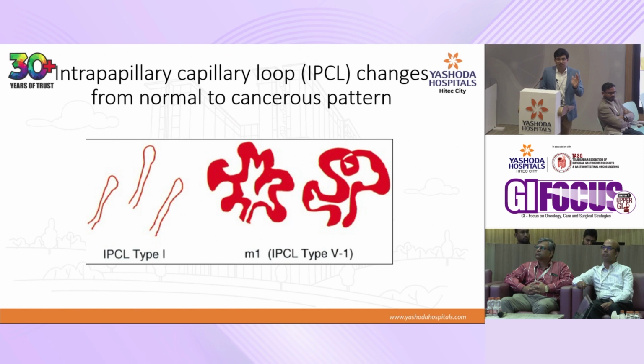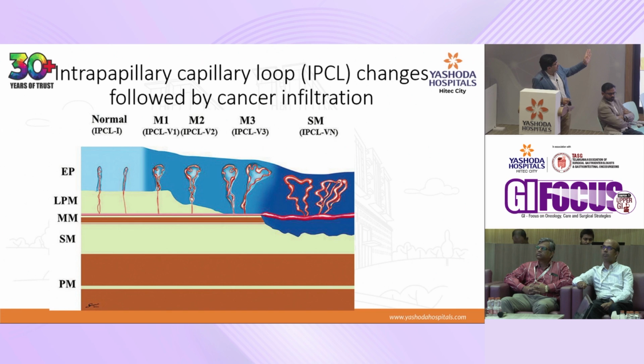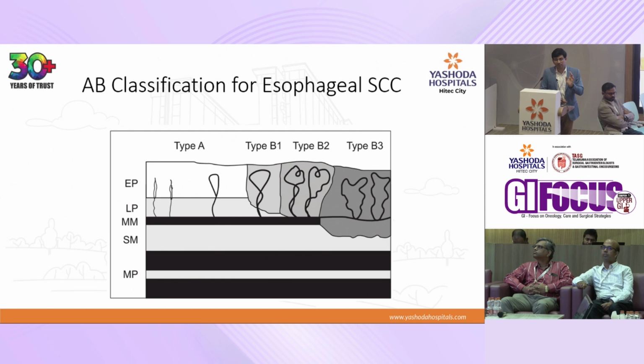When there is dysplasia, there is an evolution of the mucosa from normal to abnormal. These capillary loops undergo dilatation, tortuosity, and also increase in size and become irregular. These four characteristics are used to define if there is any neoplasia or not. As there is progression of the mucosal carcinoma, the characteristics of these capillaries change, and these can be used to diagnose it. The Japan Esophageal Society uses this AB classification for the diagnosis of esophageal squamous cell carcinoma.